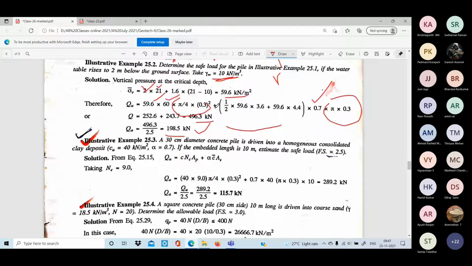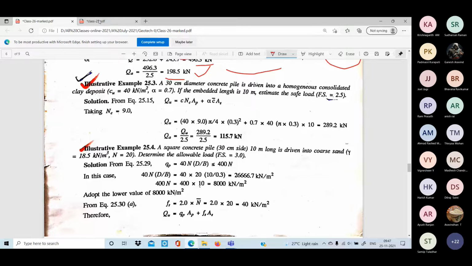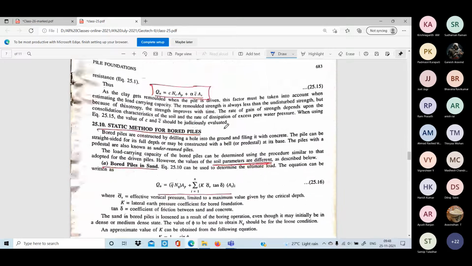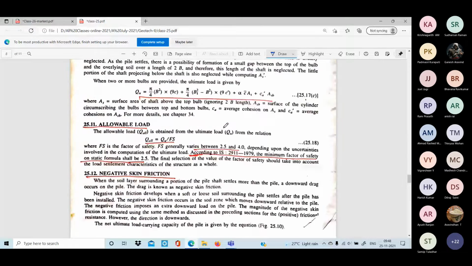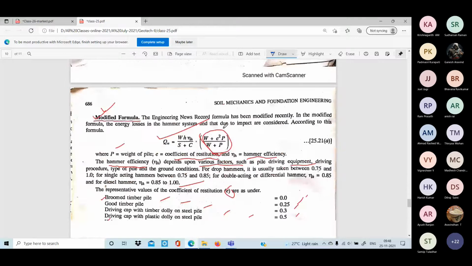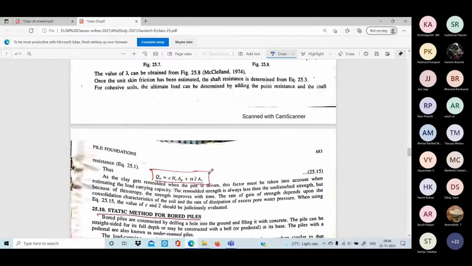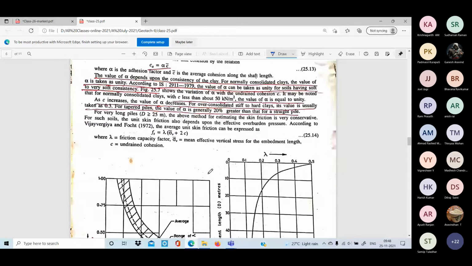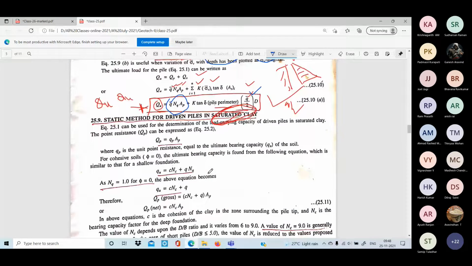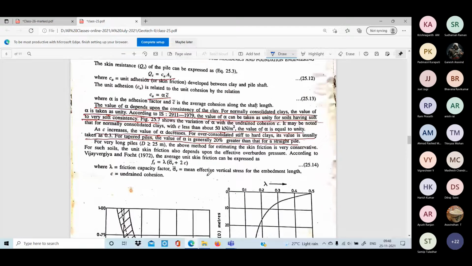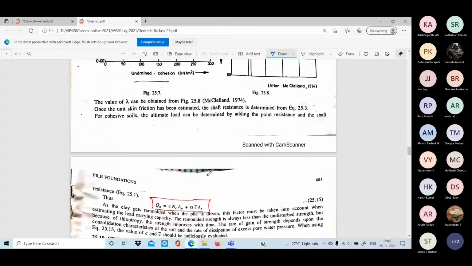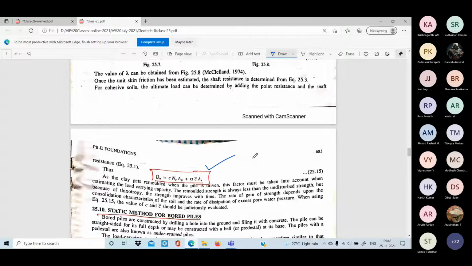Now coming to clay soil. Suppose we have clay soil. So what are the formulas for clay soil? What we have seen so far is all sandy soil, okay? So for this clay soil, we got this formula, right? Q = C NC A_p tip plus alpha C bar A_s. This is the average cohesion, okay?